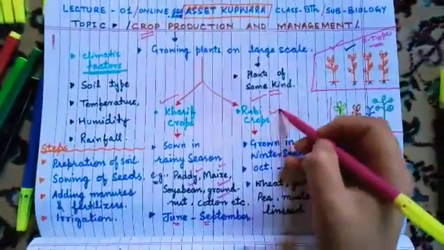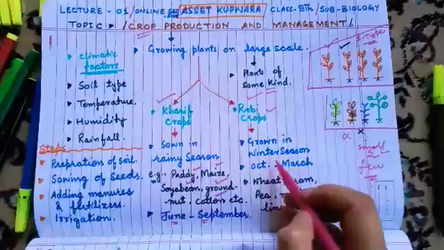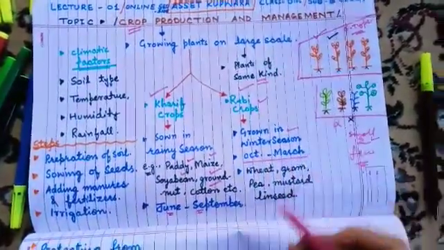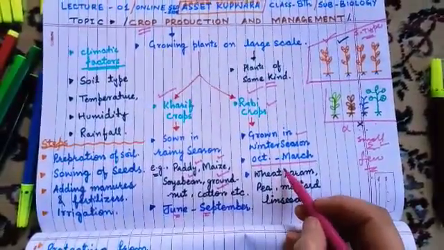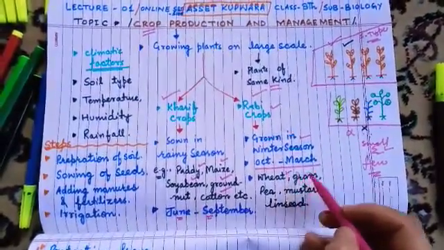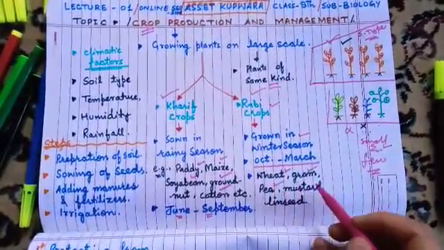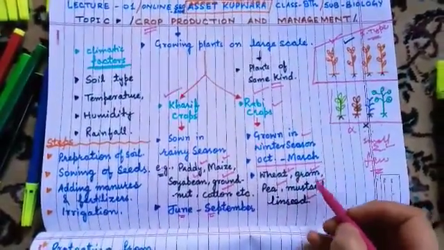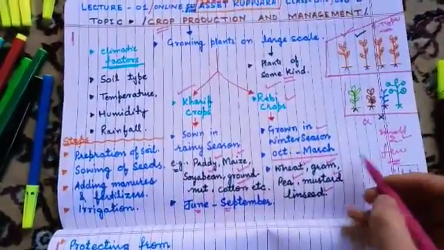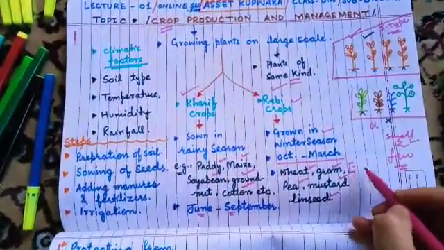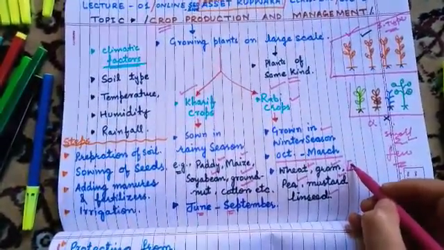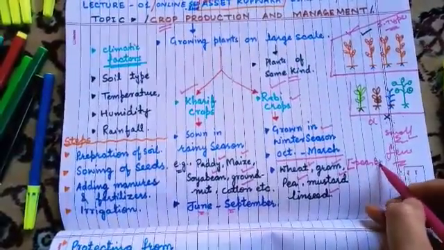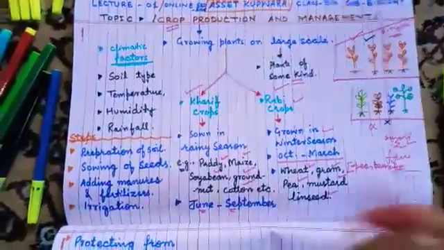Now we'll come to Rabi crops. Rabi crops are grown in winter season. Its season starts from October to March, and these Rabi crops are wheat, gram, pea, mustard and linseed. Gram includes peas, it includes these beans, etc. pulses.